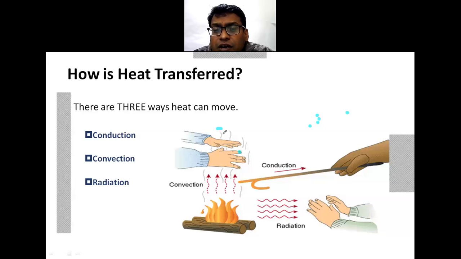In this figure, the wood blocks are burning. So from these wood blocks, you can feel the radiation heat. That means the electromagnetic waves that are getting transferred. Then because of convection as well as conduction, the metal rod is getting heated because of the conduction.